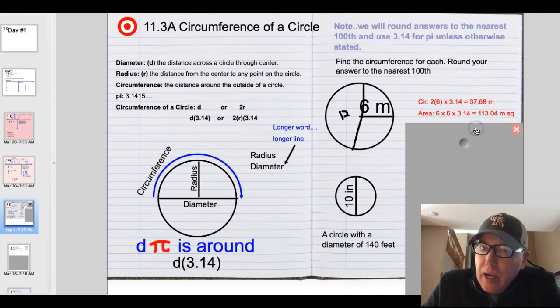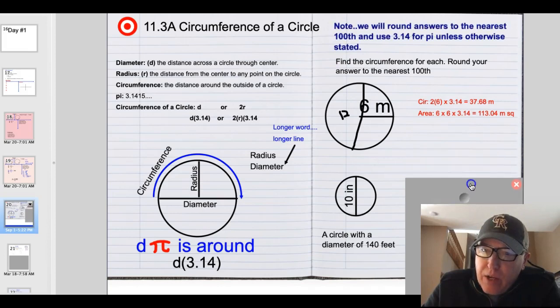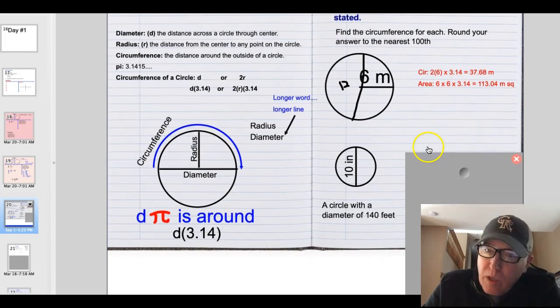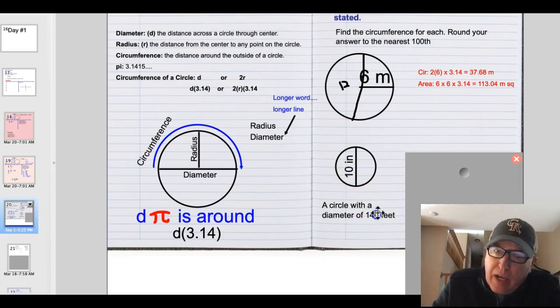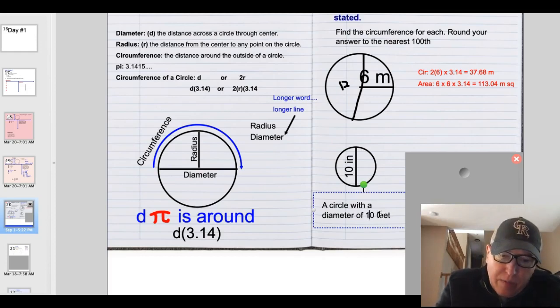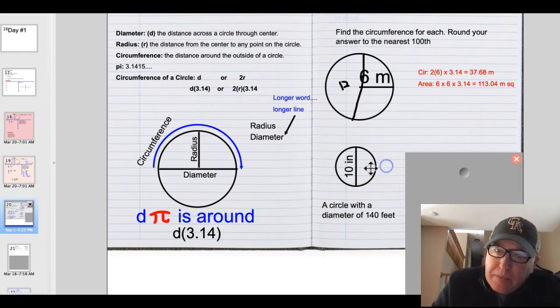Good. All right, we're going to skip the area because we're not doing that. That's tomorrow's lesson. And now the circle right here. Now, we have to find the circumference of this circle. Well, if the diameter is not 140 feet, actually, that's another problem. Sorry. We're not going to go there, though.